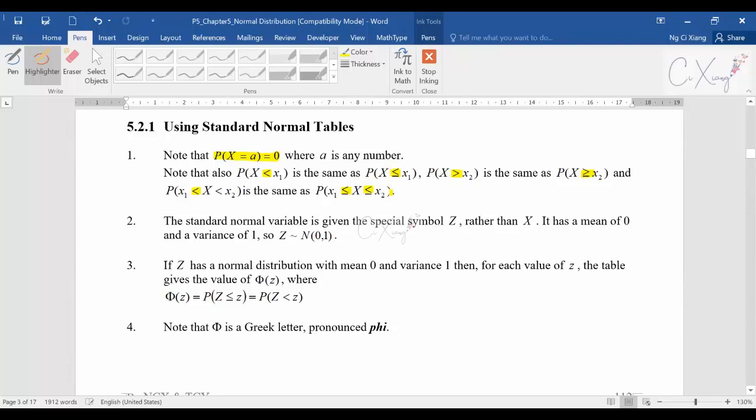Okay, so these are the small properties that you need to know for the normal distribution. All right, so in the exam, don't ask me again: can I write it like this? Can I write with the equal sign? Can I write with no equal sign? No matter whether you write the equal sign or no equal sign, they are the same. No difference. All right.